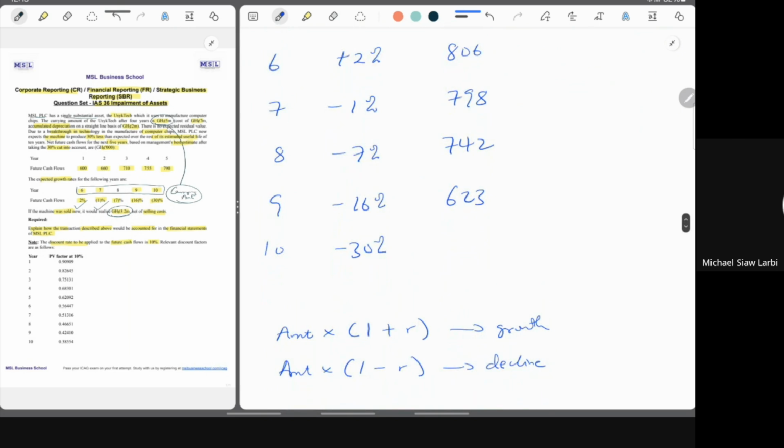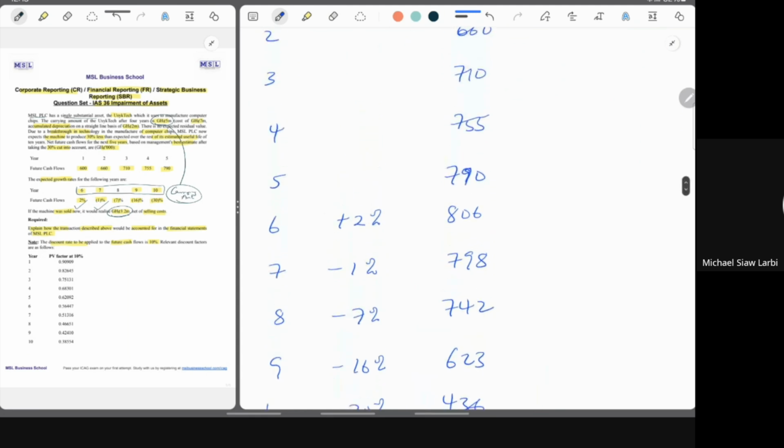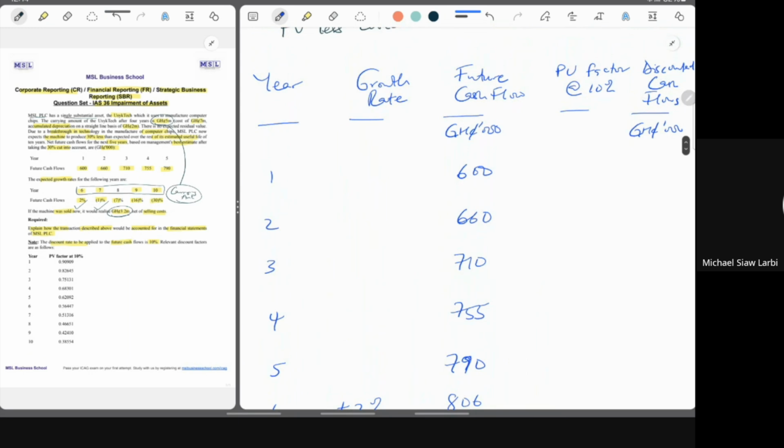And finally, for the 10th year, I'm going to decline this by 30%, or reduce by 30%. So 623 times 1 minus 0.3 gives me 436.1. Rounding off will be 436. So at the end of the day, we found all the cash flows. We now need to put in the discount factors, and then we should be able to find the discounted cash flow.